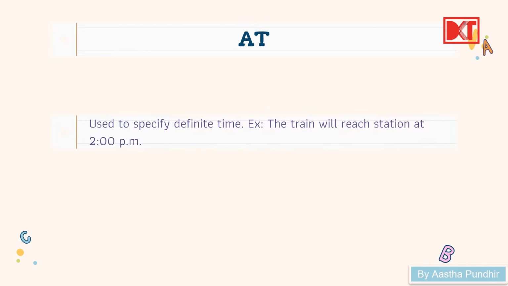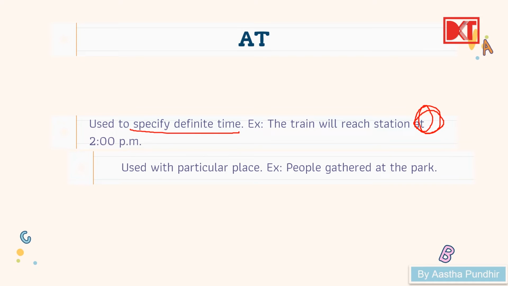At. Now when is at used? When it is used to specify definite time. The train will reach the station at a specified time. We are saying that the train will reach exactly at 2 o'clock. Then the next usage could be used with a particular place. Example, people gathered at the park. We are talking about a particular place, okay? At the park.